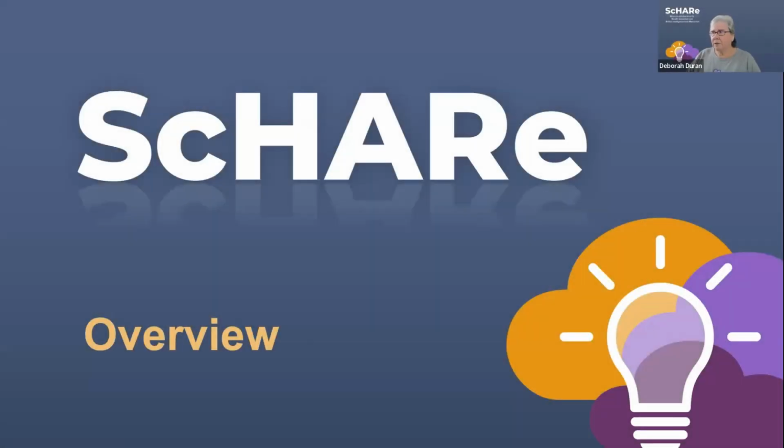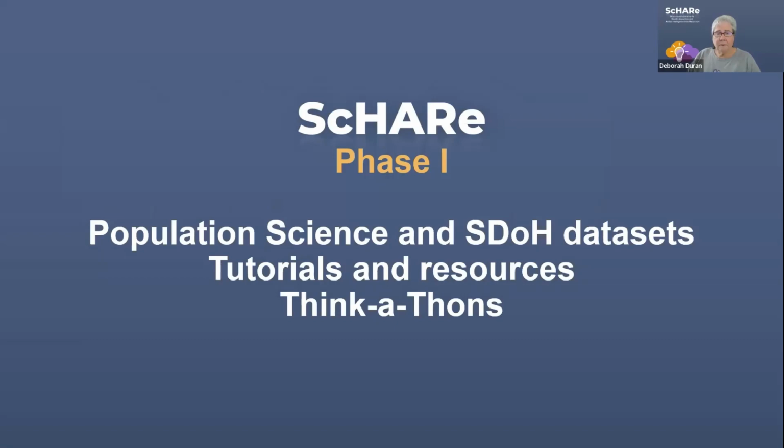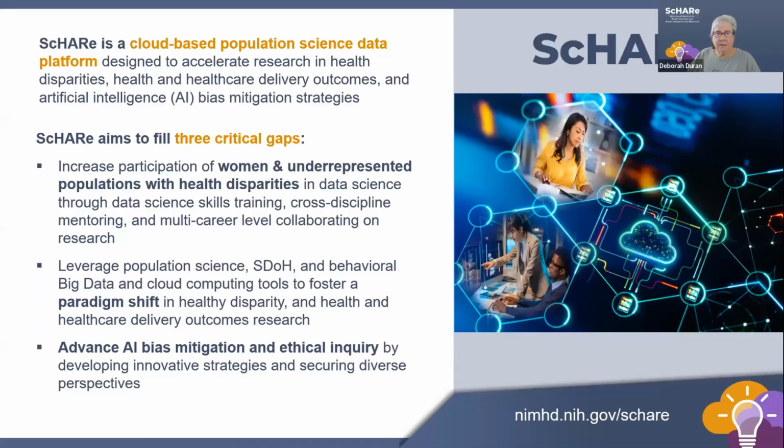Okay, so I'm going to do a quick overview. ScHARe is a cloud-based population science data platform. It has much of the social determinants of health data in it. And the reason ScHARe was created was to fill three critical gaps.